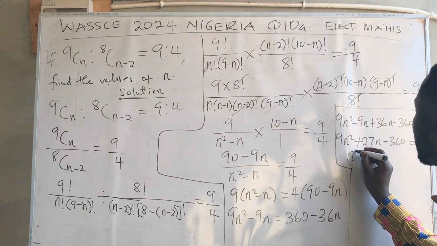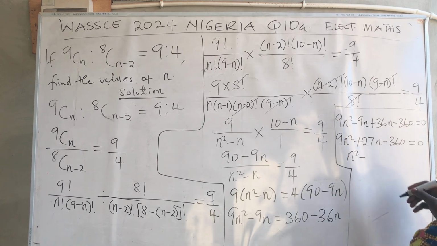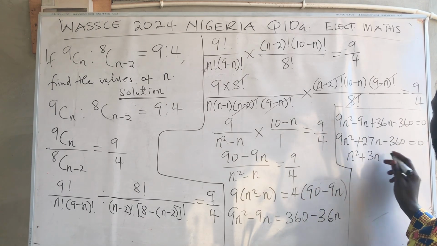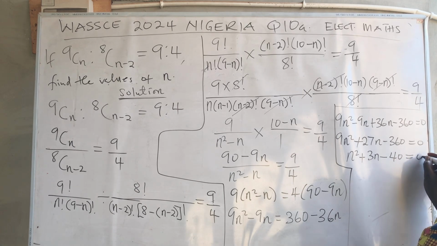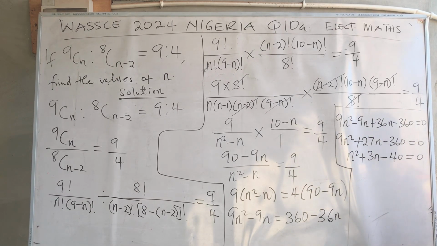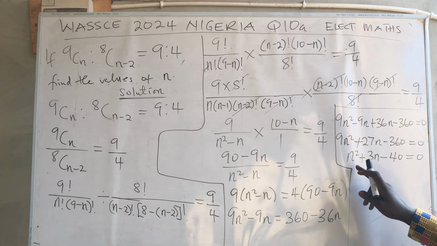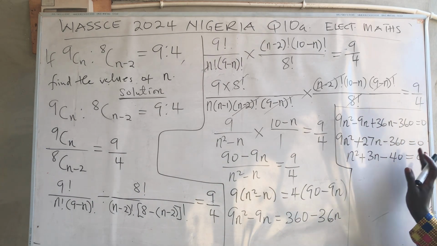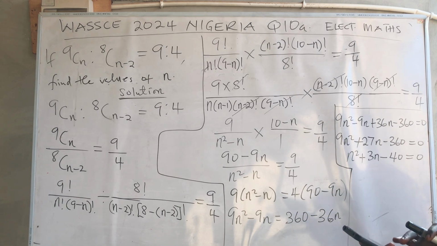So I have n square minus 27 over 9 will give us 3n. 360 divided by 9 will give us, I think, 40. Sorry, plus 3n minus 40 to be equal to 0. So this is what we have here: n squared plus 3n minus 40 to be equal to 0. And I believe that is why initially I taught how to factorize by the quadratic trinomial. So let's check the factors and see.